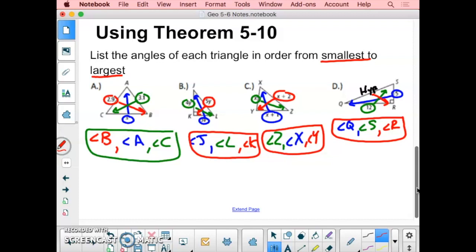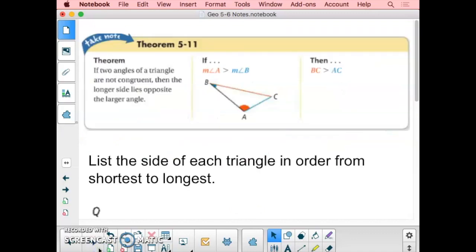Okay, so that's using the side lengths to figure out how big the angle should be, which one should be smallest, which one should be largest. It works the other way as well. It's the same type of setup. If two angles of a triangle are not congruent, so not isosceles here, the longer side is opposite the larger angle. So it works the other way too.